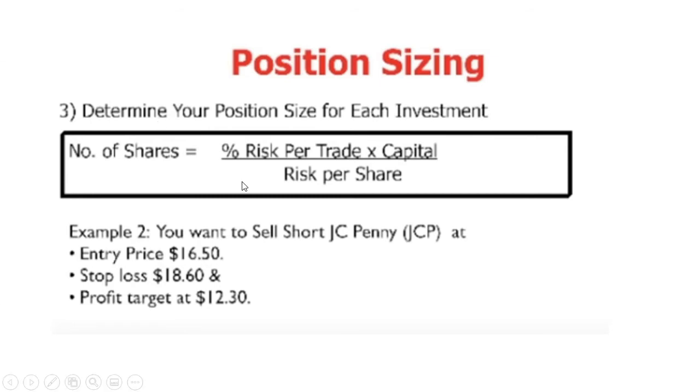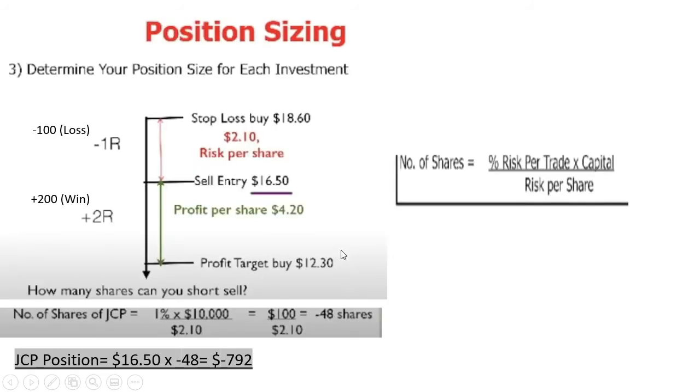So let me reiterate that for you one time. The entry price is $16.50. Our stop loss is above that at $18.60. And our profit target is below our entry at $12.30 because we're making money on the stock going down. So now, let's look at the calculations.